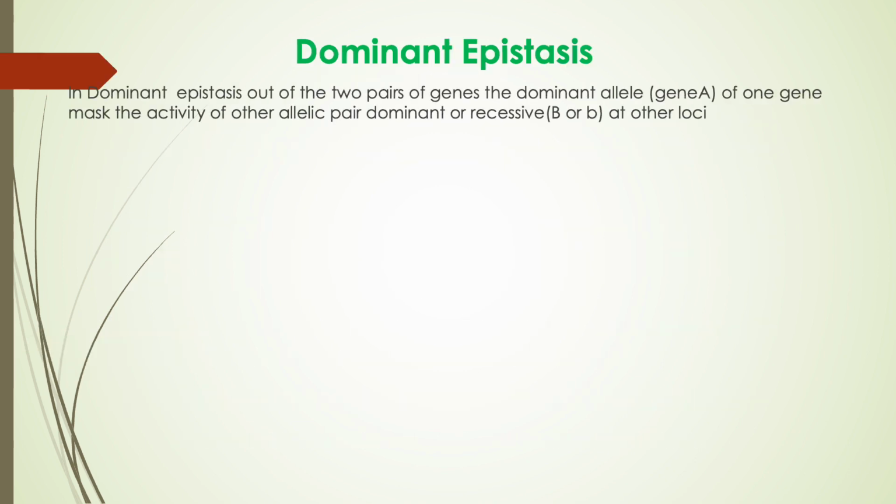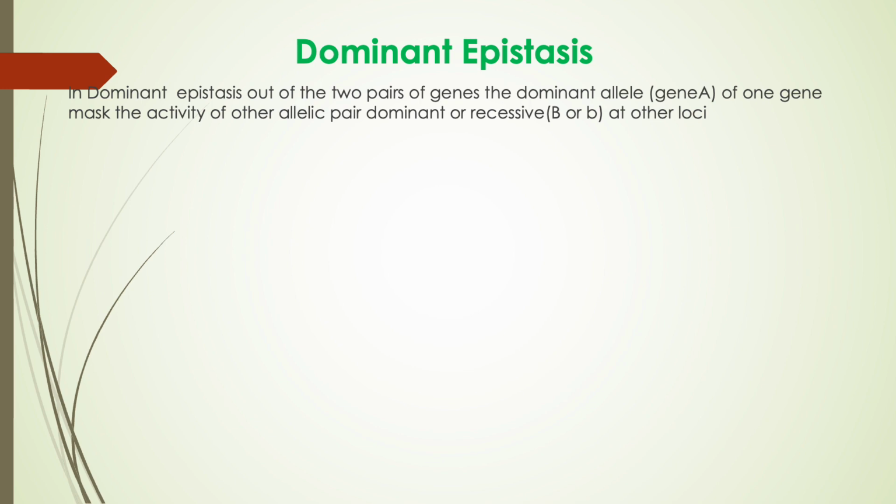Dominant epistasis. In dominant epistasis, out of the two pairs of genes, the dominant allele of one gene masks the activity of the other allelic pair, dominant or recessive, at other loci. Like if the gene A is the epistatic factor, then it suppresses the expression of gene B, which is present on a different locus, whether it is in the dominant state or in the recessive state.